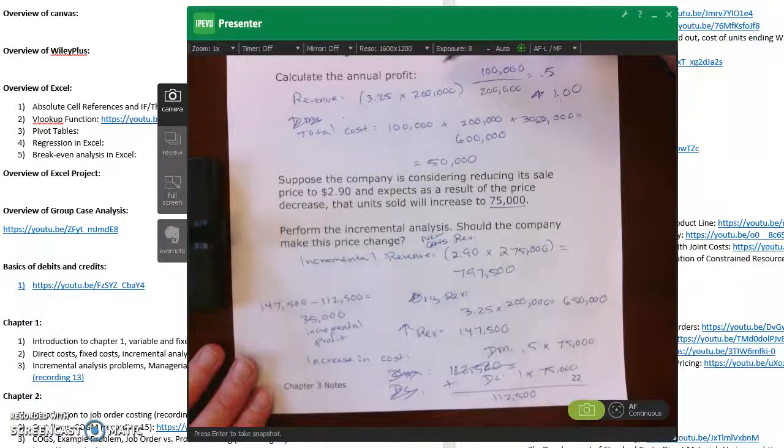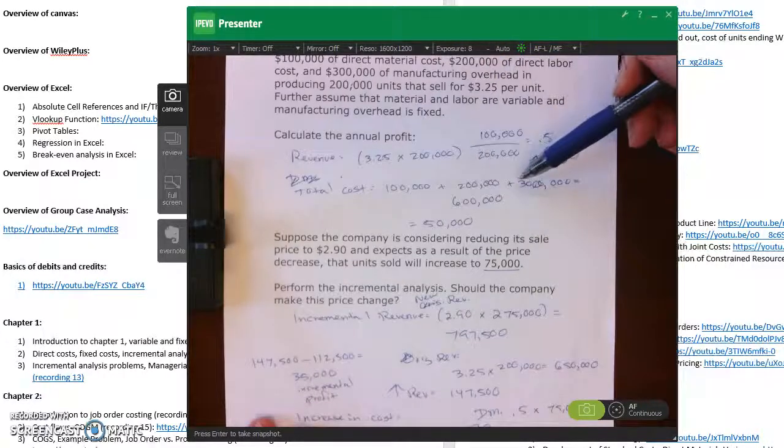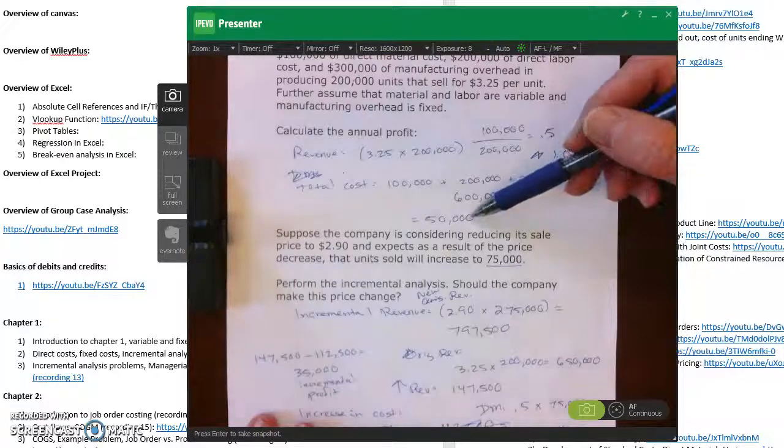So again, what we did is we calculated the profit by taking our revenues of $650,000 minus our costs, which are given to us up here of $600,000, gives us an incremental profit of $50,000.